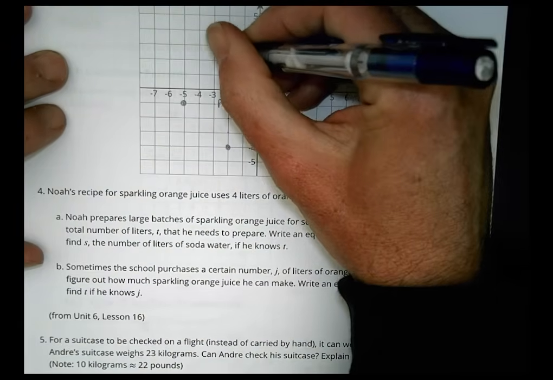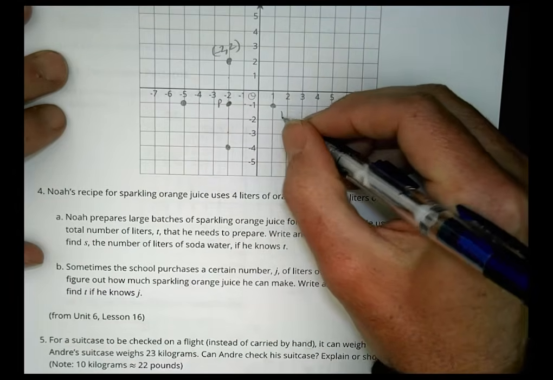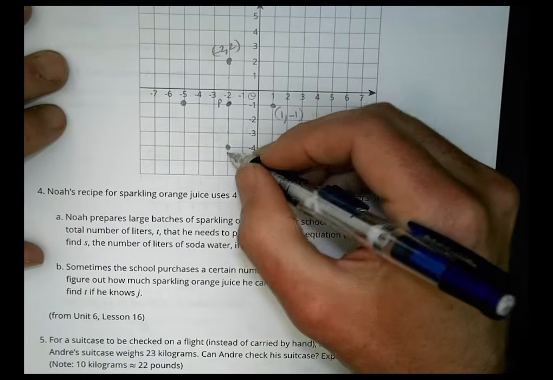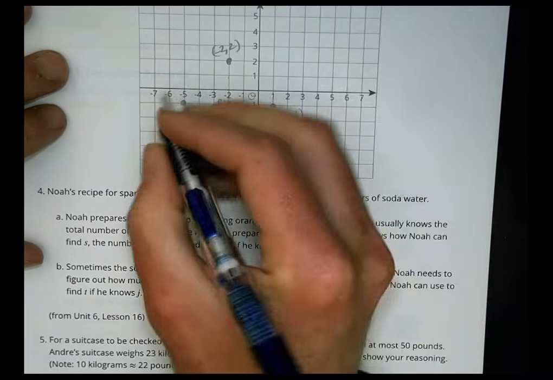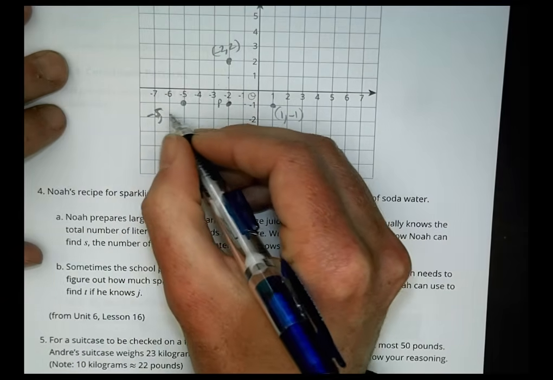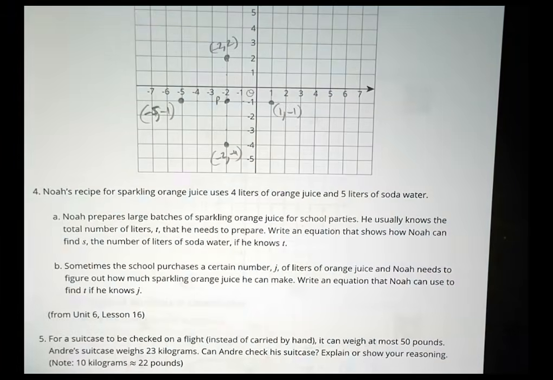This one is at -2, 2. Here we're at 1, -1. So here we're over -2, and we're down to -4. And over here we're at -5, and we went down -1. So there they are. They're all plotted, and that's it.